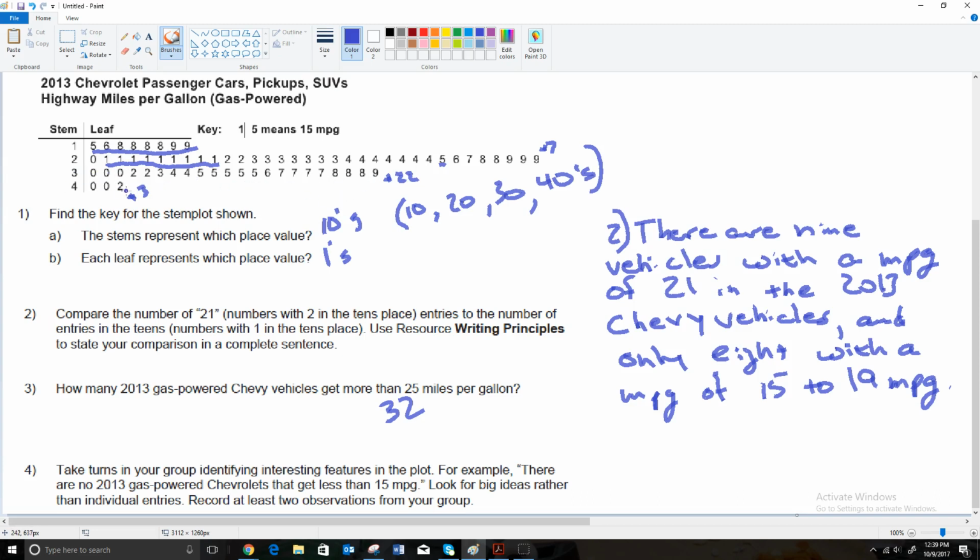No vehicle gets over 42. No vehicle gets under 15. There's very few in the 40s. There's not very many more that are in the teens. You could say something like most vehicles get somewhere from 20 to 39 miles per gallon. You know, even though there's one at 15 and there's a couple, you know, 3 or 4 in the 40s, most all of the vehicles get somewhere in the 20s or 30s. So when they're talking about these big ideas, that's the type of thing that they're looking for.